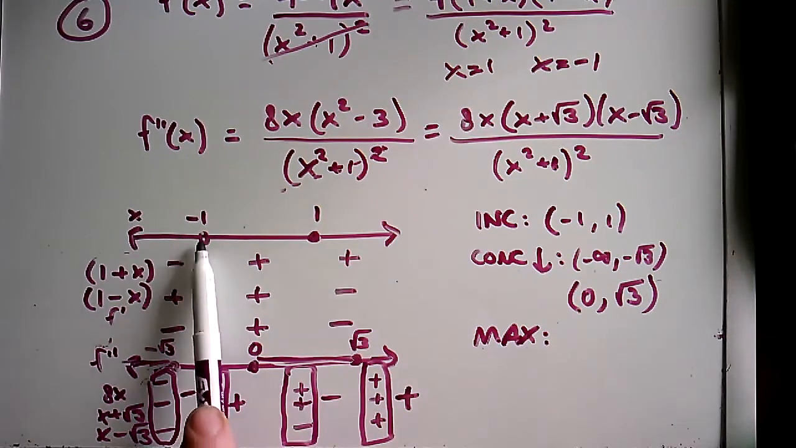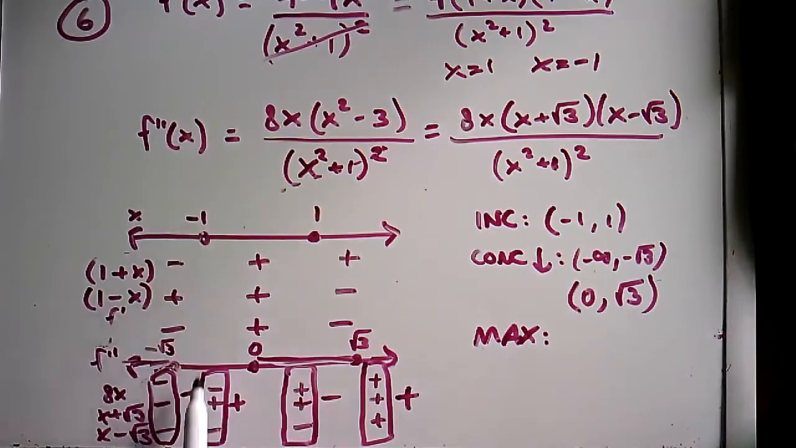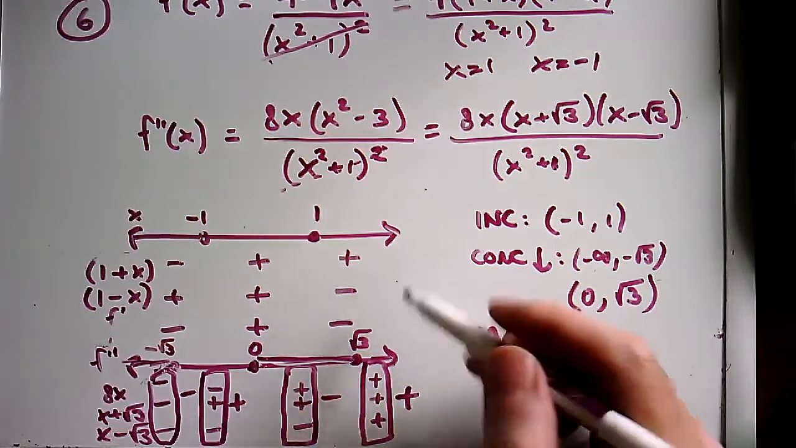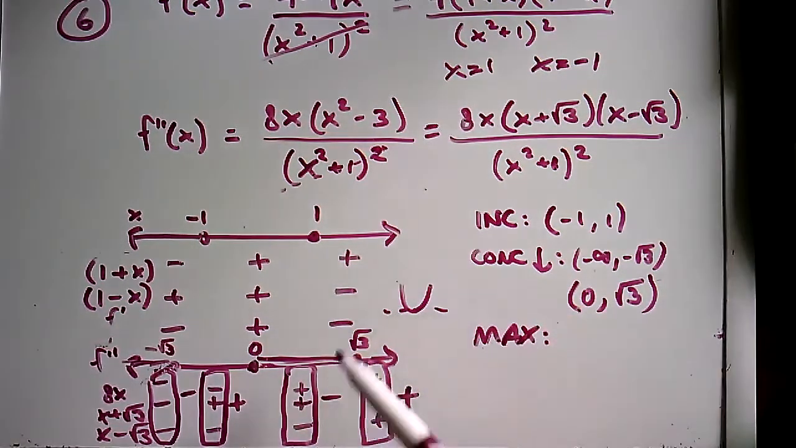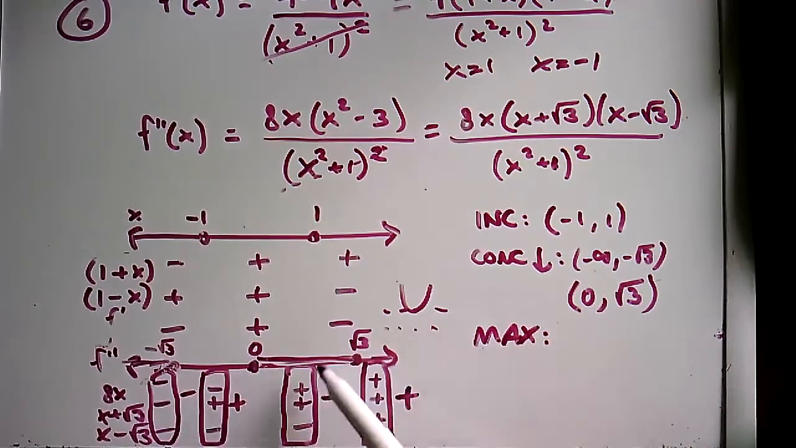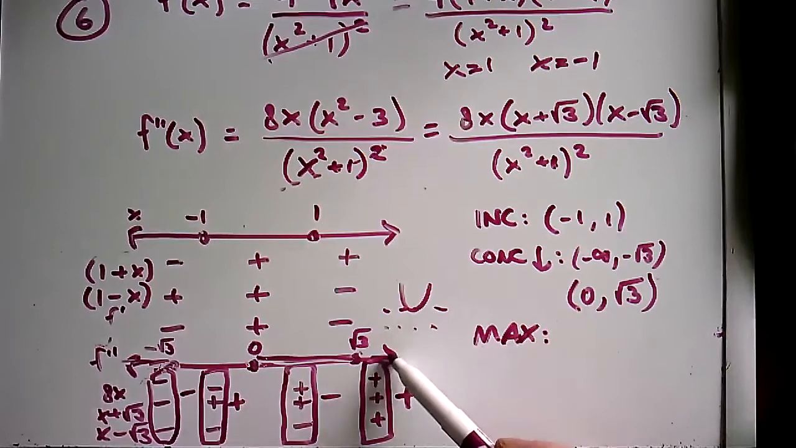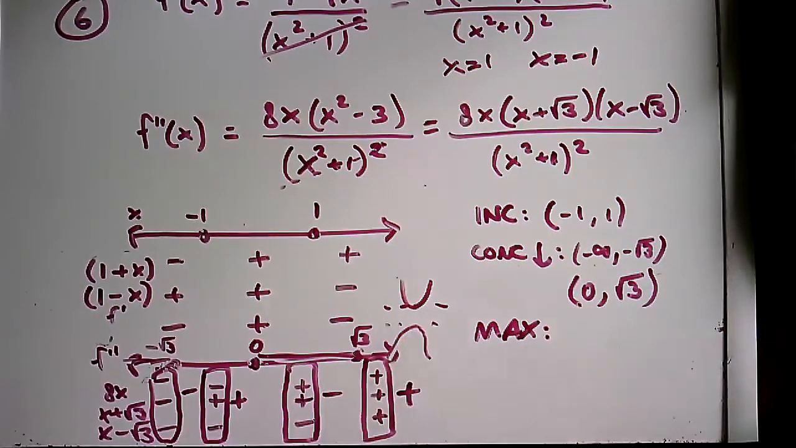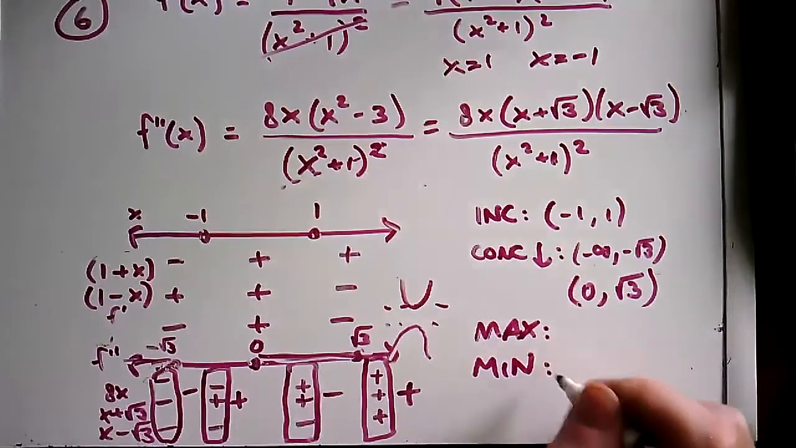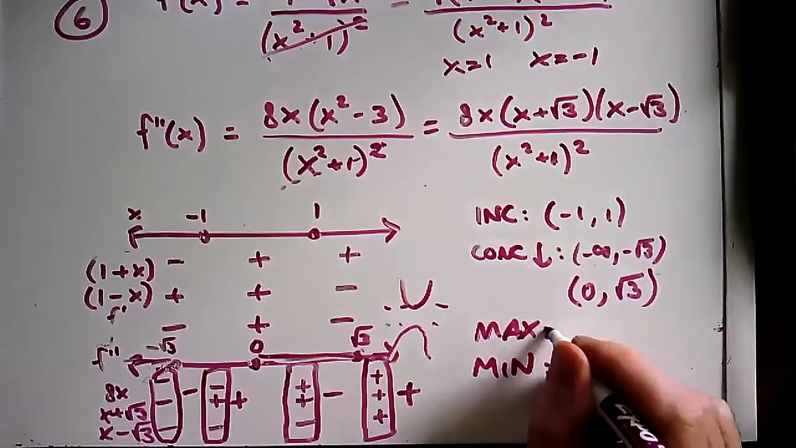Okay, well, at -1, let's see what's happening. At -1, we have a horizontal tangent. And just looking down at the concavity, we have positive concavity in between negative root 3 and 0. So that means concave up. So we'd have something like this. And then at x equals 1, we have a horizontal tangent, and our function is concave down. So something like that.